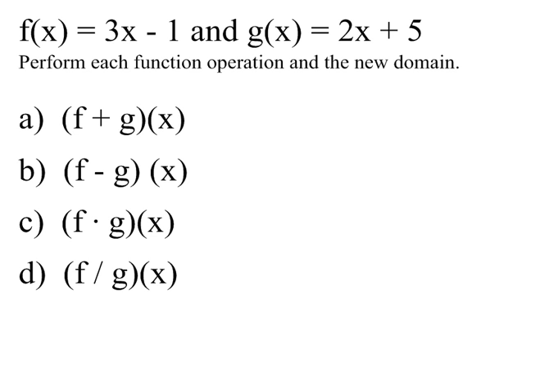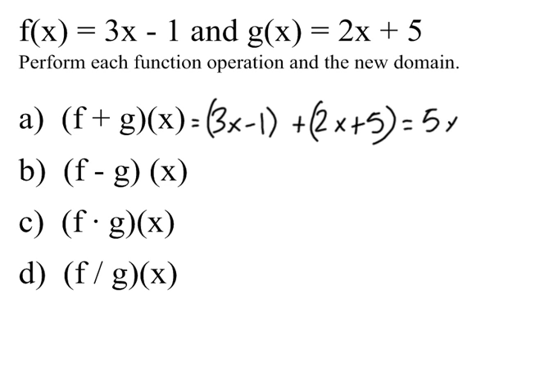Since the first part of this problem is a, f plus g of x, we are going to add the two functions together. The first function, f, is our 3x minus 1. That is being added to our second function, g, 2x plus 5. Notice that the symbol between the two functions is plus. It's kind of basically like plugging in. Now it's time to simplify. 3x plus 2x is 5x. Negative 1 plus 5 is positive 4. 5x plus 4 is our new function.